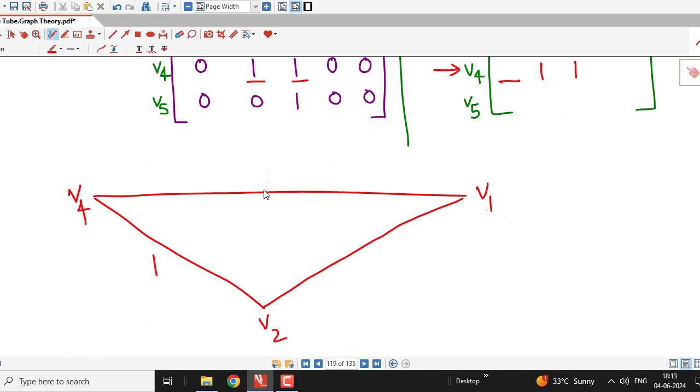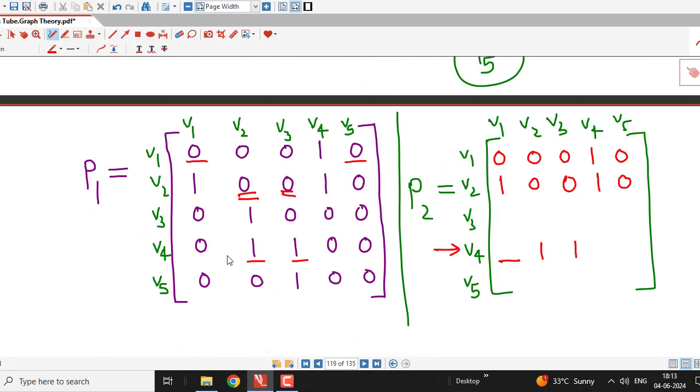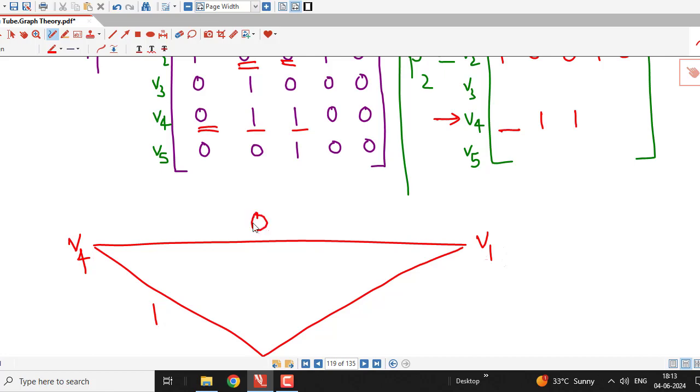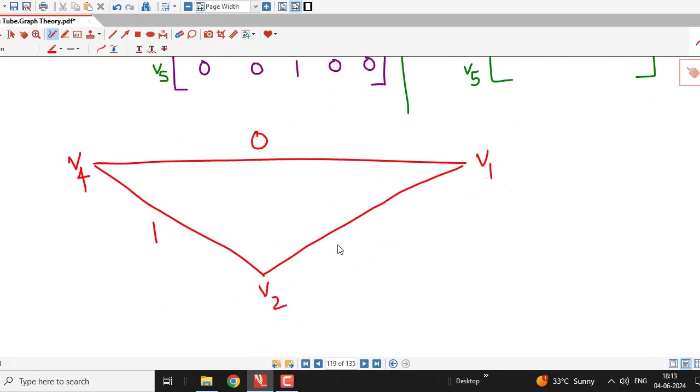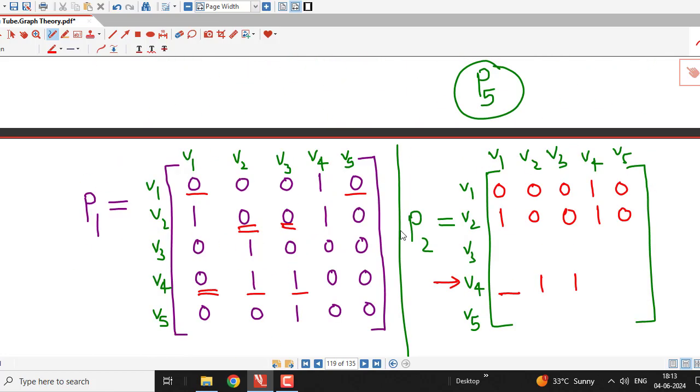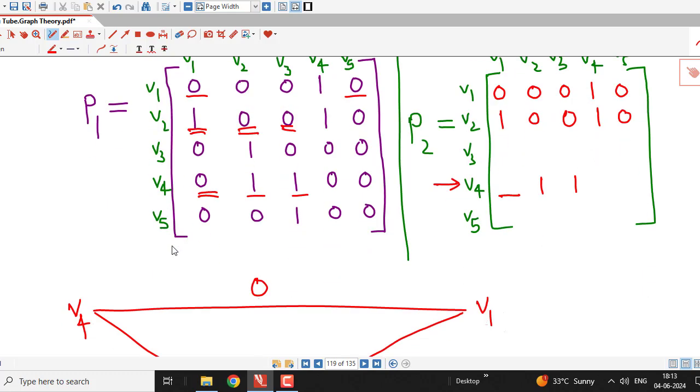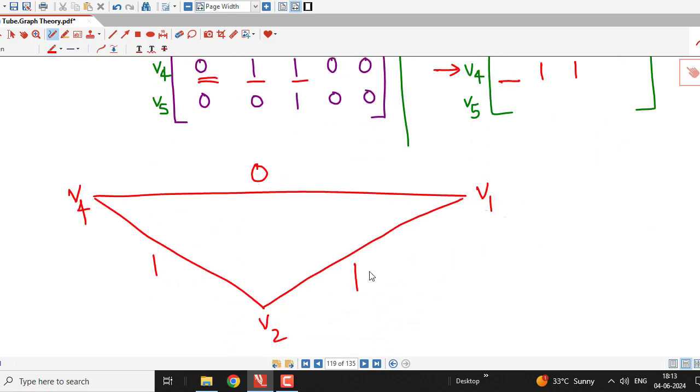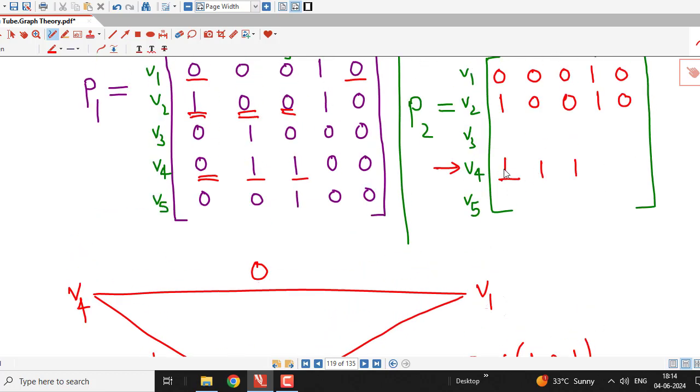Now first I write for V4 to V1. V4 to V1 is 0. So let me write 0 here. And what is V2 to V1? V2 to V1 is 1 here. Okay, now what I have to do? I have to consider 0 or (1 and 1). And we know that 1 and 1 is 1 and 0 or 1 is 1. Therefore this entry is 1.